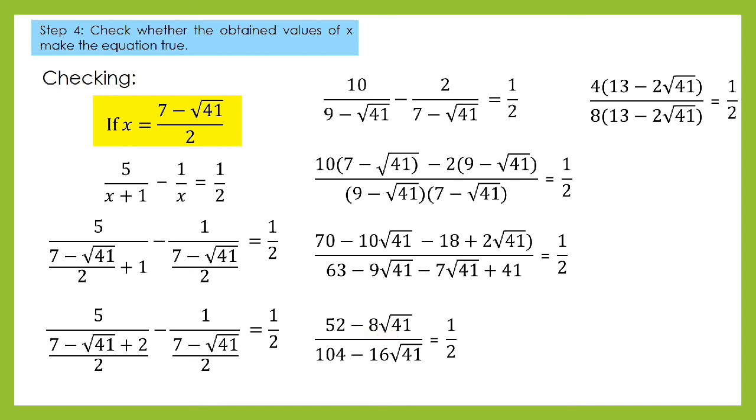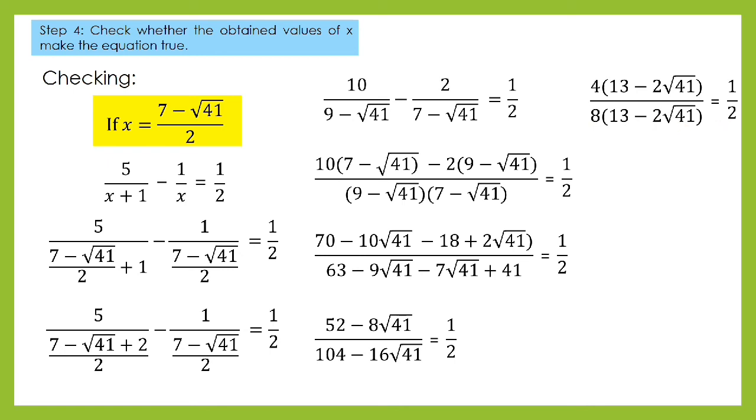Kunin natin yung common factors ng 52 and negative 8 square root of 41, and that is 4. Kunin natin yung other factor. 52 divided by 4 is 13. Negative 8 square root of 41 divided by 4 ay negative 2 square root of 41. Sa denominator, ang common factor ng 104 and negative 16 square root of 41 ay 8. The other factor, i-divide natin 104 divided by 8, kaya 13. Negative 16 square root of 41 divided by 8 is negative 2 square root of 41 equals 1/2.